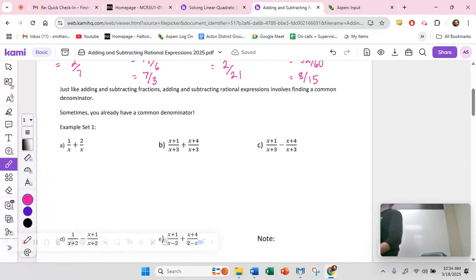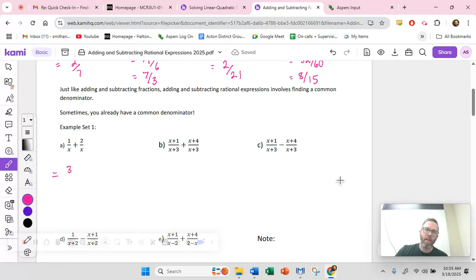Kind of like I would call these level 1 problems. Let's look at A. We're adding the two rational expressions, 1 over x and 2 over x. To add fractions, rational expressions, we need a common denominator. Guys, do we have a common denominator here? We do, which is good. That just means we just add the numerators together and we are finished. Life is good. 1 over x plus 2 over x is equal to 3 over x.